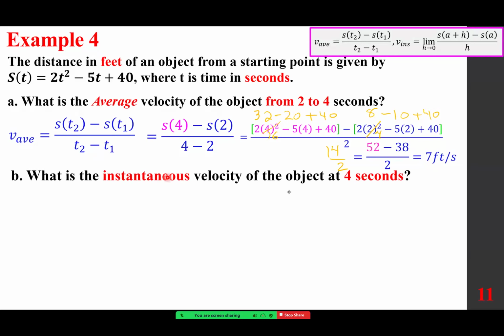What is the instantaneous velocity of the object at 4 seconds? Now, we are given 1 point in time, even if they don't mention instantaneous, that's what it means. So we are going to use the instantaneous velocity, and that is the limit of s of a plus h minus s of a over h as h approaches 0. A is 4.